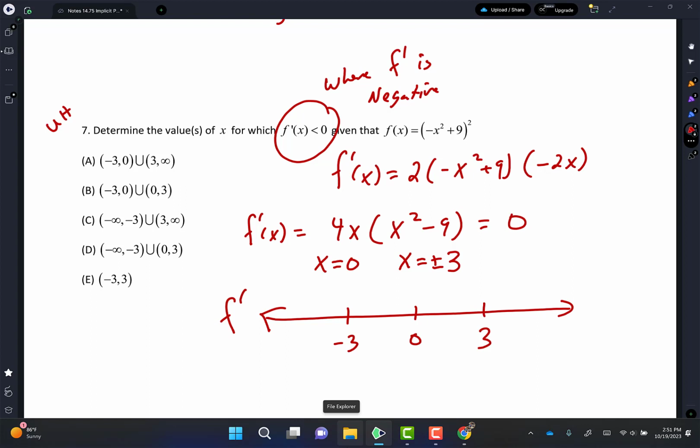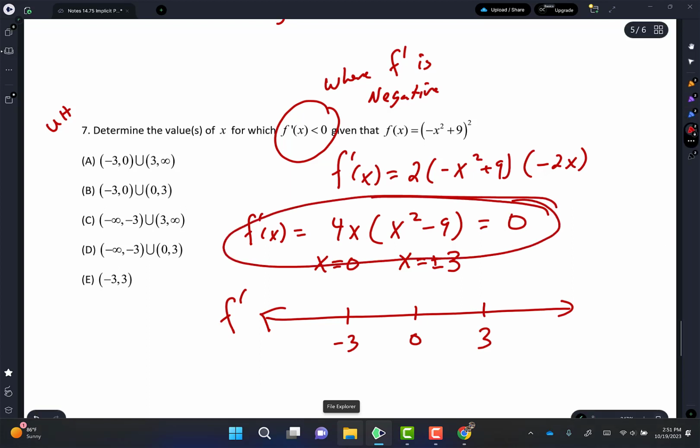So if I plug a -5 into the F prime, because they want to know where F prime is negative, I'm plugging a -5 into this expression that I'm circling right here in sky blue. Okay, here we go. 4 times -5 is -20. And then -5 squared is 25. 25 minus 9, positive or negative? Positive. What's negative times a positive? Negative. Put a negative symbol there.